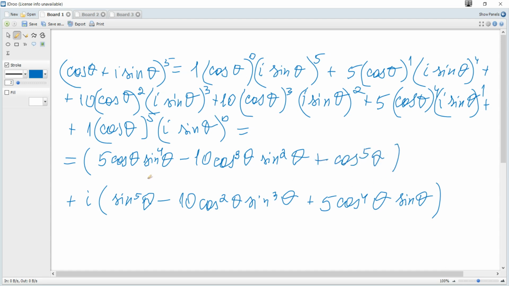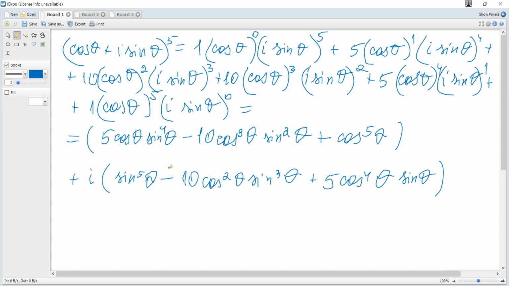So you can see there are 3 terms for the real part, and there are 3 terms for the imaginary part. The sum of the exponents is 5 in every term.